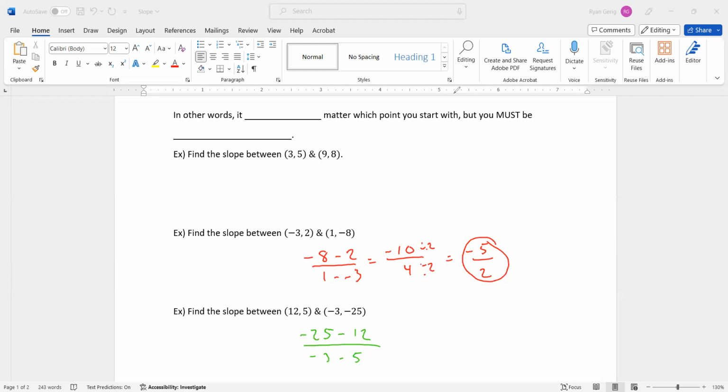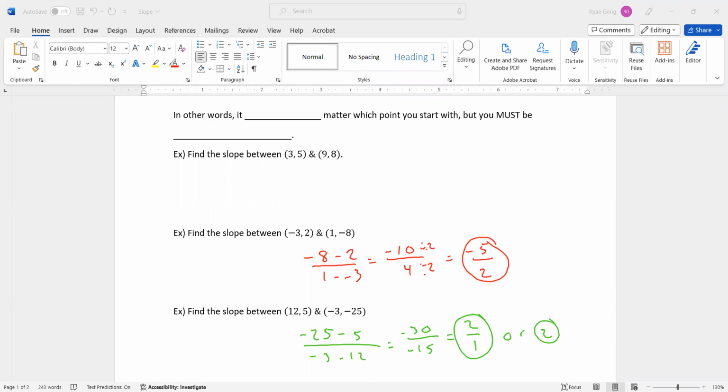12 is an X value, should go on the bottom. 5 is the Y value, should go on the top. So get that switched and do it correctly here. 5 is on top. -3 minus 12 is on the bottom. -25 minus 5 is -30. -3 minus 12 is -15. 2 negatives makes a positive. 2 over 1 or just 2. Either way is fine how you write that.